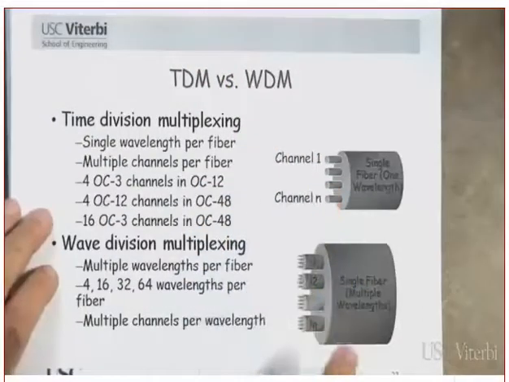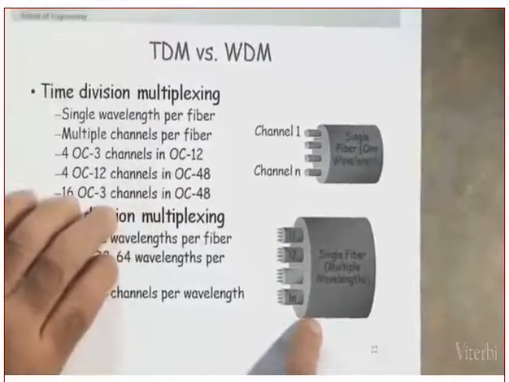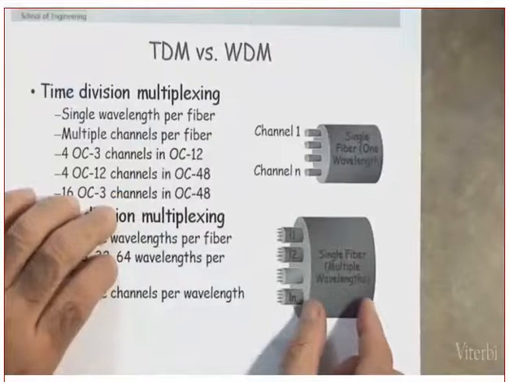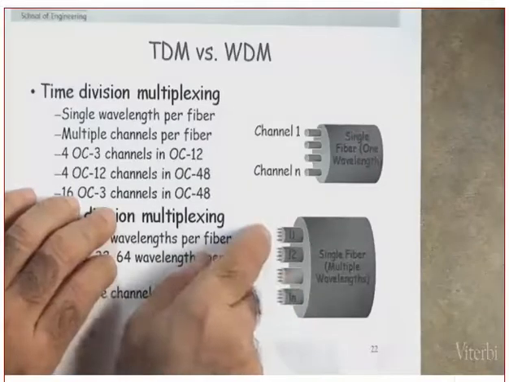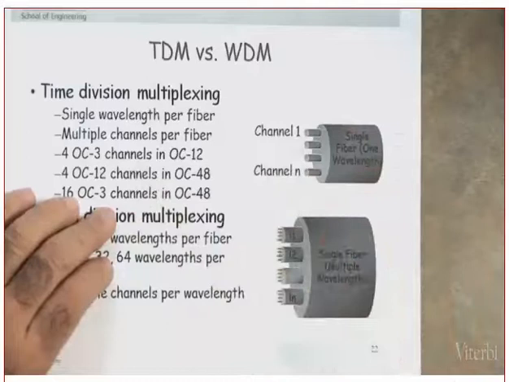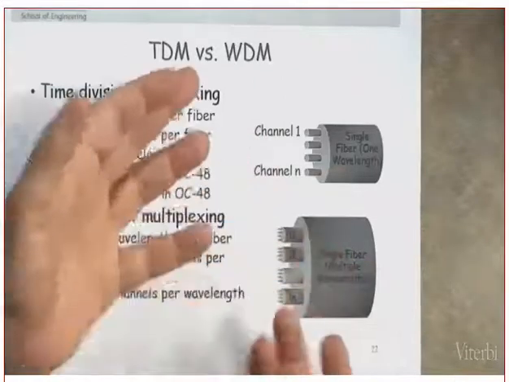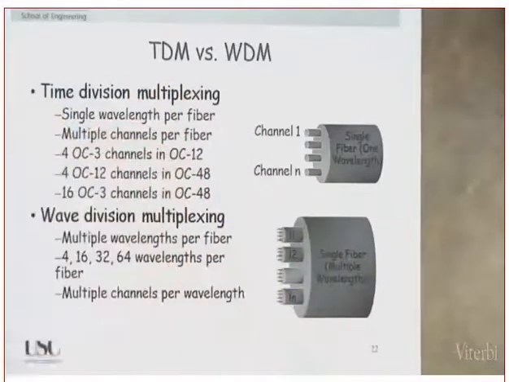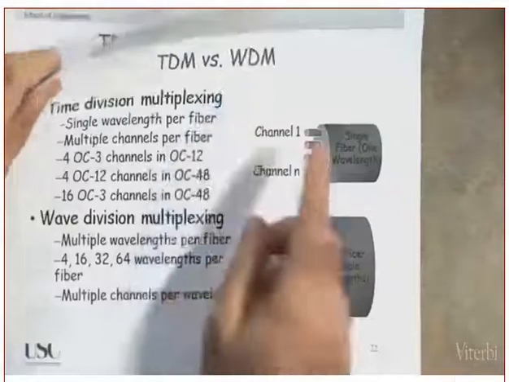This is time division multiplexing. This is wavelength division multiplexing. What do we have here? We have a single fiber, but it is supporting how many wavelengths? N wavelengths. And every wavelength can be divided into sub-channels, using TDM. Which means the aggregate capacity will be much higher. Clear? That's the concept of wavelength division multiplexing.